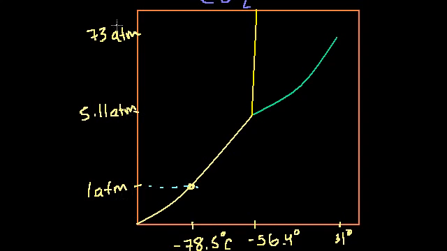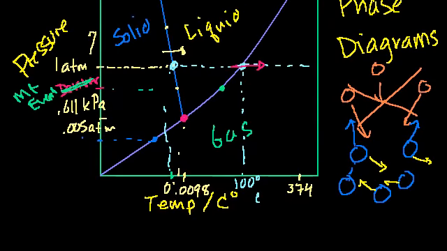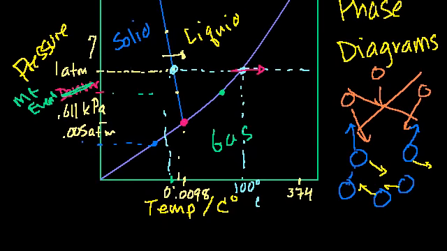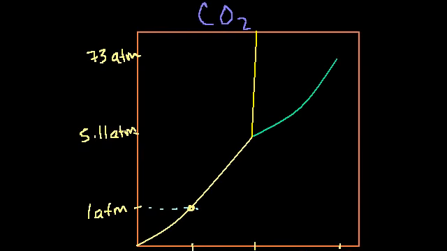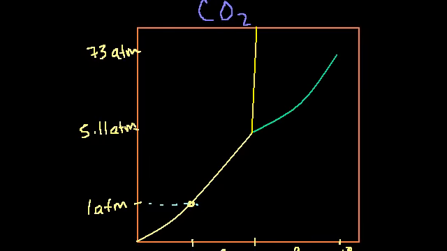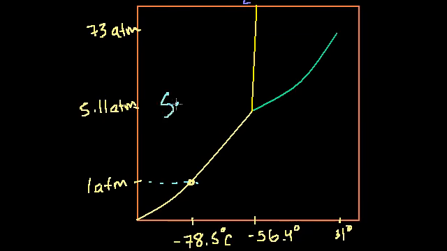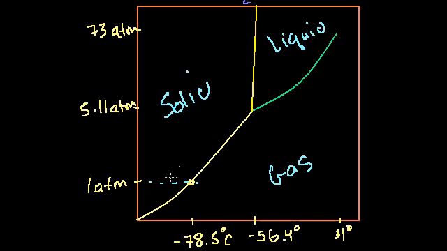And just so you know, this scale is definitely not drawn to scale. The difference between 1 atmosphere and 5 atmospheres is not the same as between 5 atmospheres and 73. Likewise, this is not drawn to scale here. This is a much larger distance than this. So if I had to really draw it to scale, I'd have to stretch this chart out or do a logarithmic chart or something. But anyway, I was talking about carbon dioxide. So this is carbon dioxide solid, and this is gas, and this is liquid carbon dioxide.